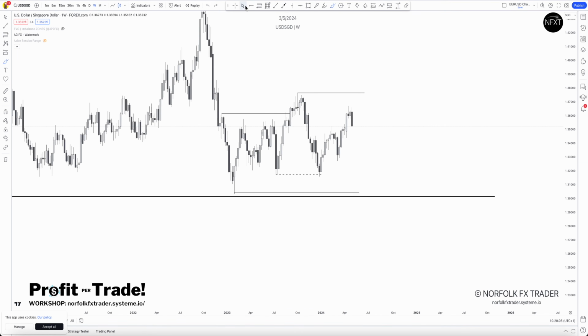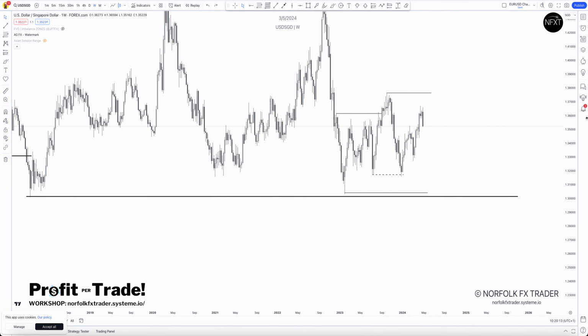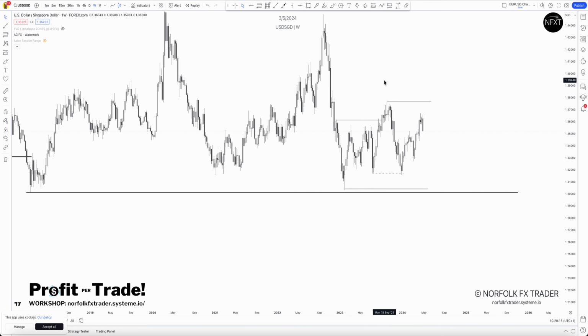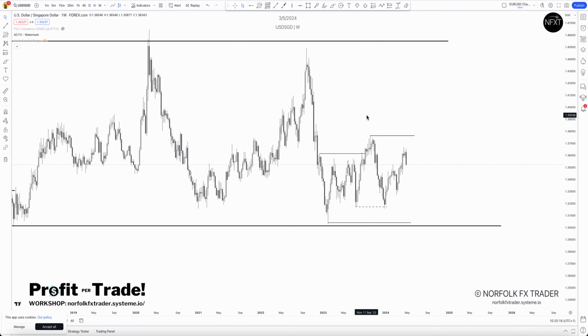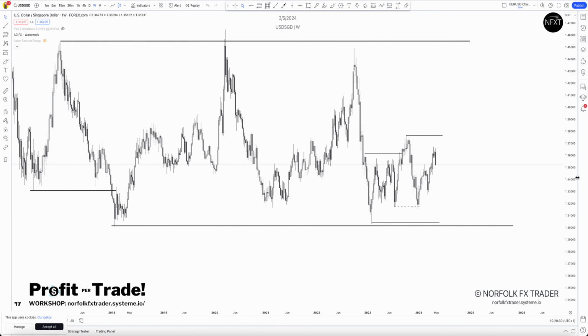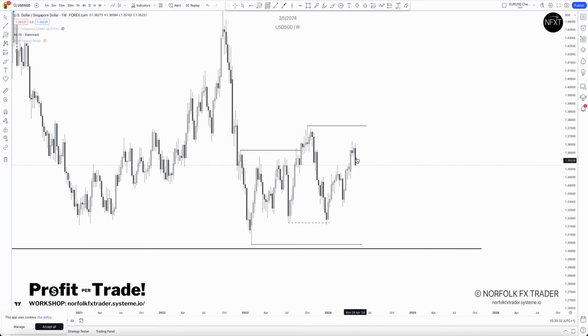So you're going to have to understand structures to do this. Just marking up your charts is fine, but then you need to understand the use of structures, how you can use it to take your trades. And on top of that, you need to understand the use of supply and demand, which again you can learn in that Profit Per Trade workshop. All the information you will need to become a supply and demand trader. So we're looking for the market to want to run up this high.